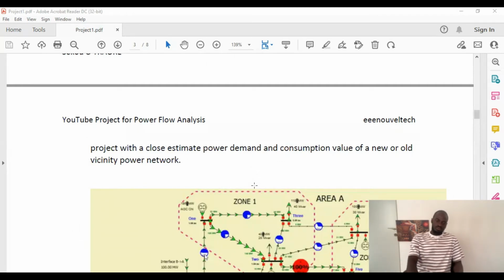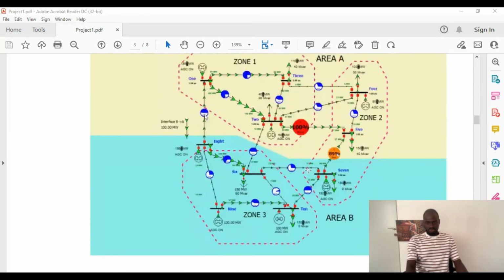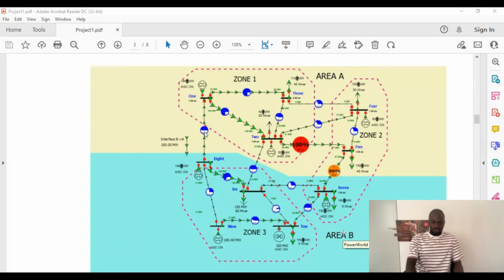As you can see from this figure, we have different zone areas, and there are different grids interconnected here. As you can see, zone 1 and area A, zone 2, and we do have area B, and zone 3, which are also separated in different colors. Here you can see two different colors. Figure 2 is representing that.